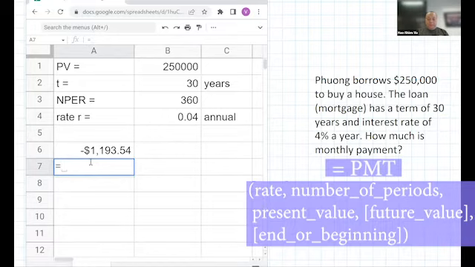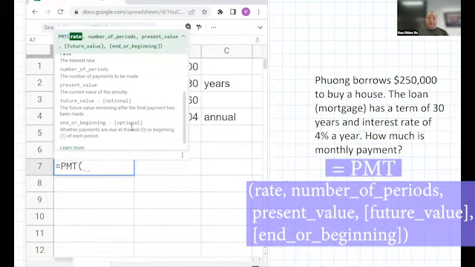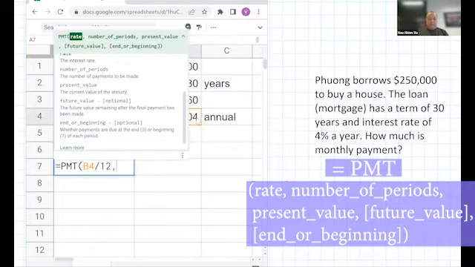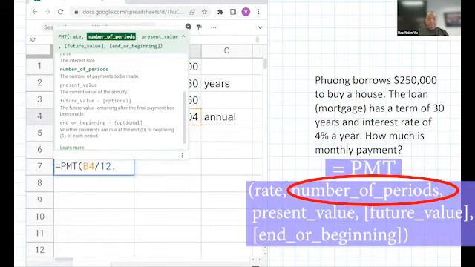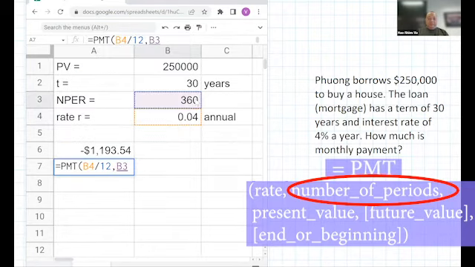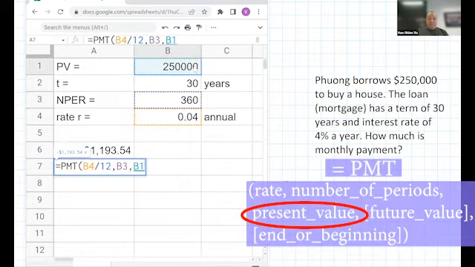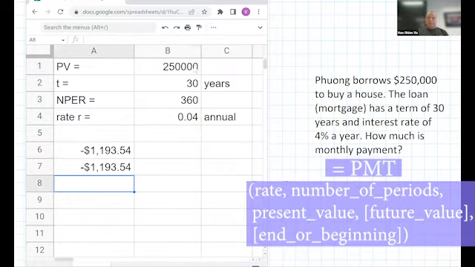Again, let me do the PMT again, but without the optional values. So the first number is the rate, so this divided by 12, comma, I need the number of periods, which is this number right here, comma, the present value, the 250,000 up here, and a close parenthesis like this, enter. Yep, same answer.